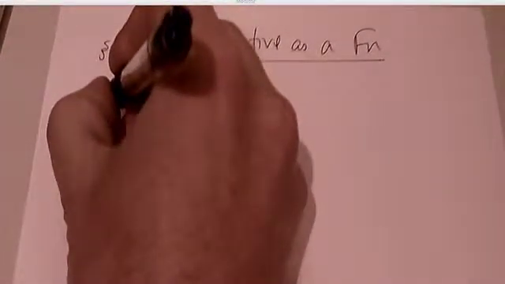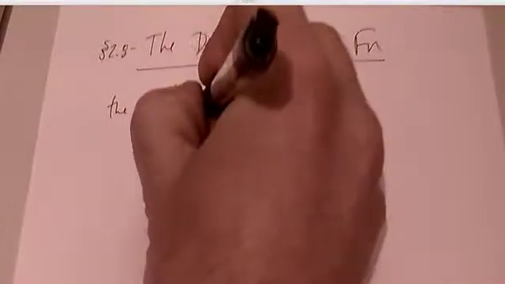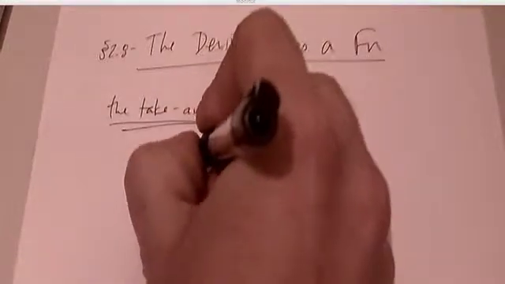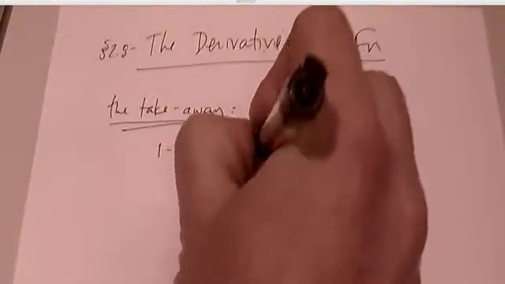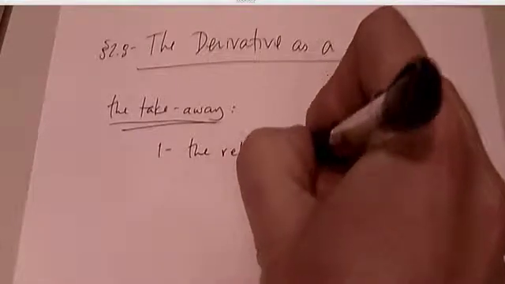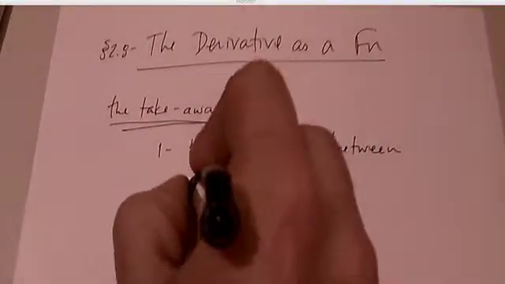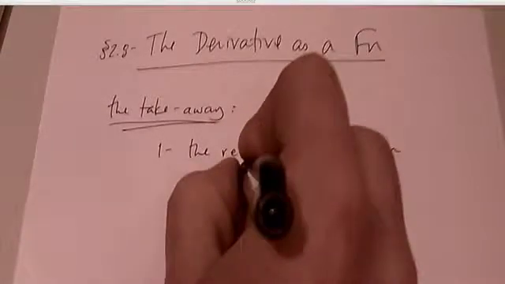You can probably take it under three different headings. The first of which, let's go ahead and talk about the takeaway from 2.8. Number one is the relationship between derivatives and continuity.